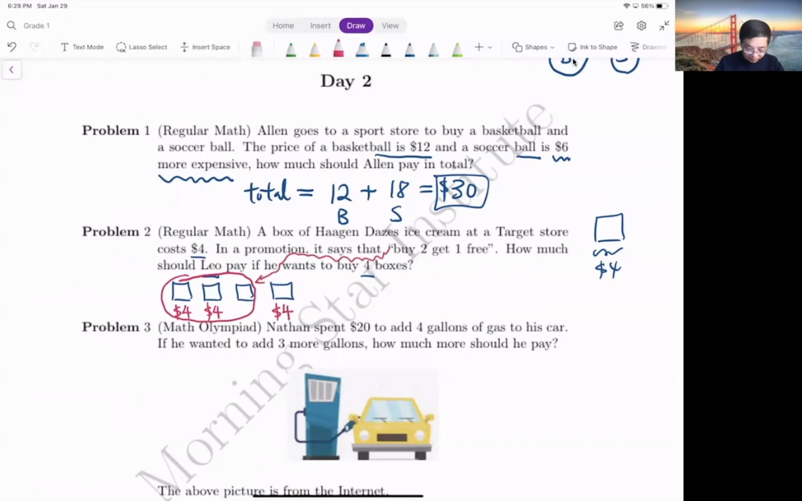So let me write. This one is the free one. Great. And then the total will be 4 plus 4 plus 4, which is 12, right? So we got $12. That's all he needs in order to obtain 4 boxes of ice cream.